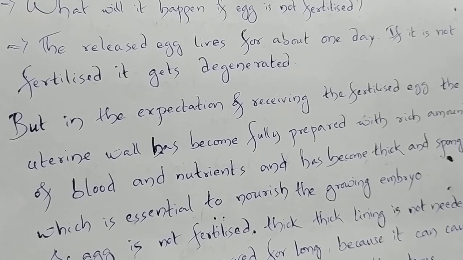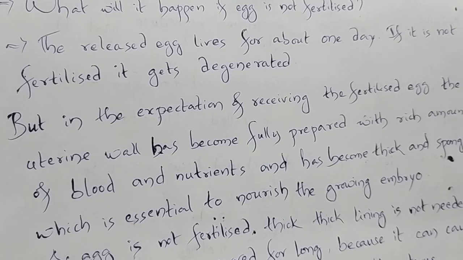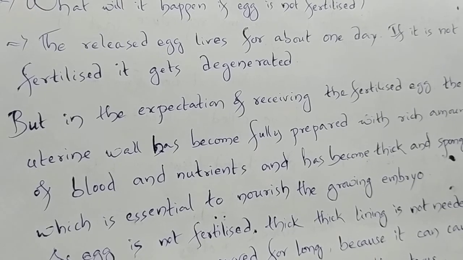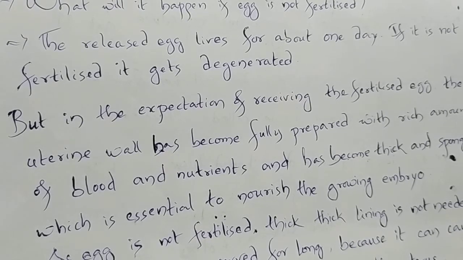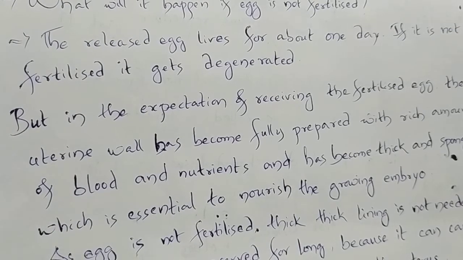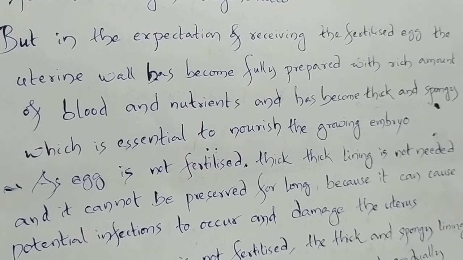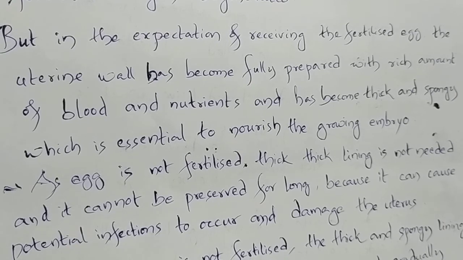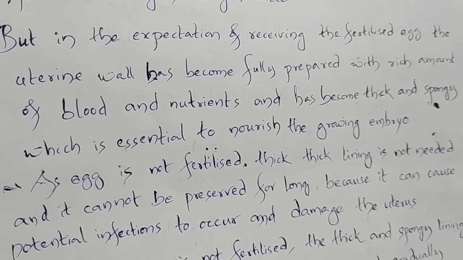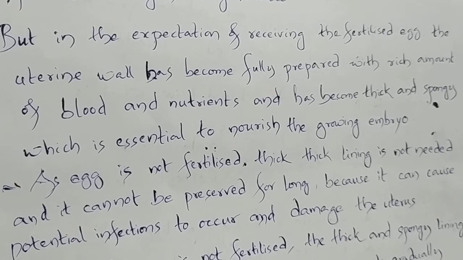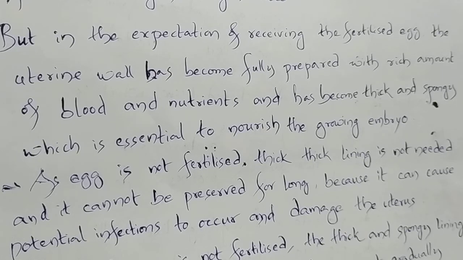What will happen if the egg is not fertilized? See, the released egg from the ovaries will be alive for only about 1 day. So if the egg is not fertilized, after this 1 day, that egg gets degenerated. But in the expectation of receiving the fertilized egg, that is the zygote, the uterine wall has become fully prepared with a rich amount of blood and nutrients, and it has become thick and spongy, which is essential to nourish the growing embryo.